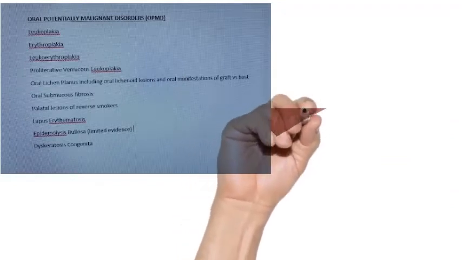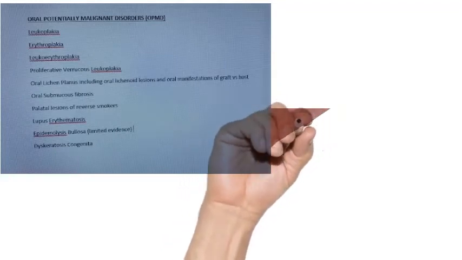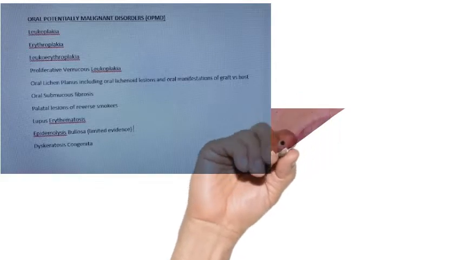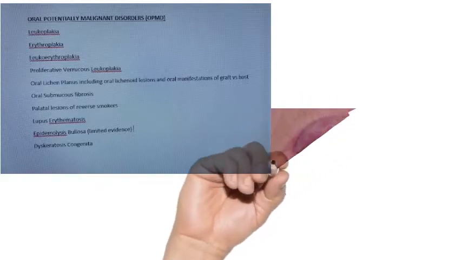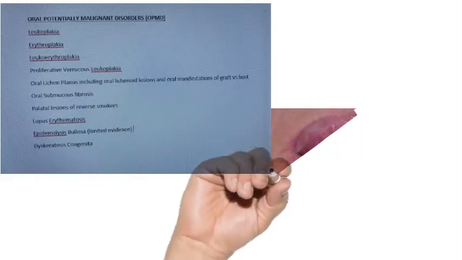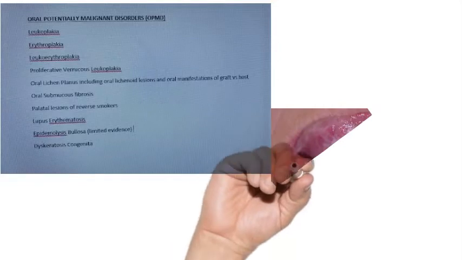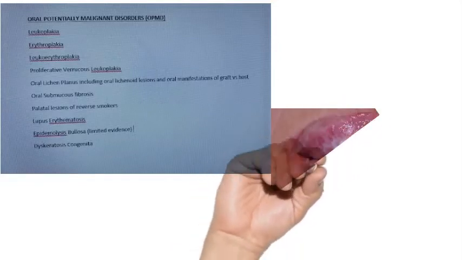A list of these conditions include: 1. Leukoplakia, a predominantly white lesion which cannot be diagnosed as any other lesion. 2. Erythroplakia, predominantly red lesions which cannot be diagnosed as any other lesion. These have a higher risk of malignant change.